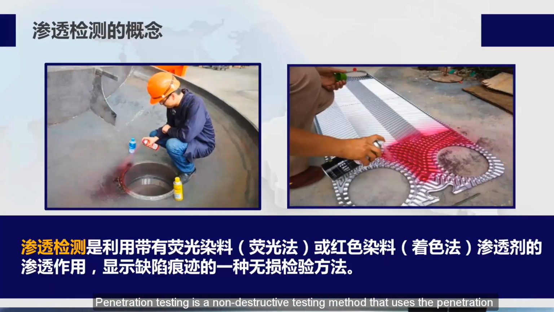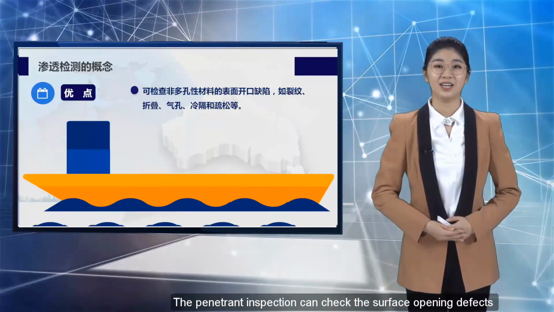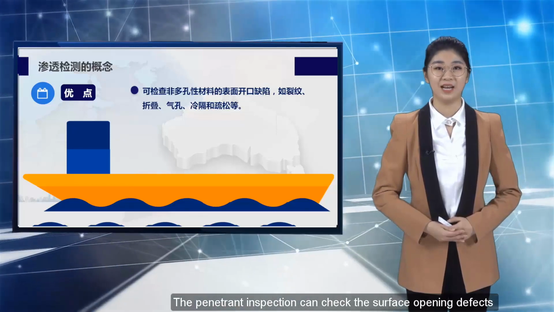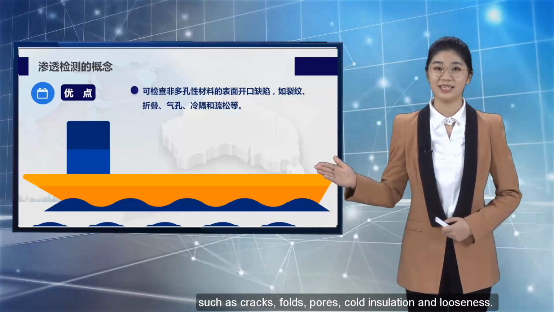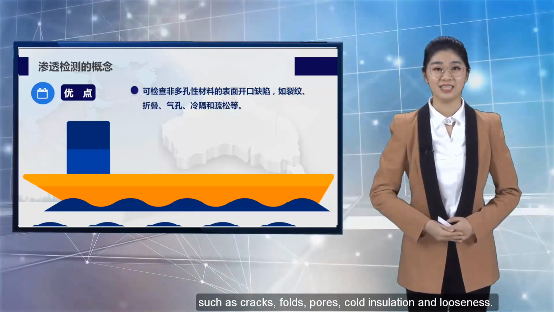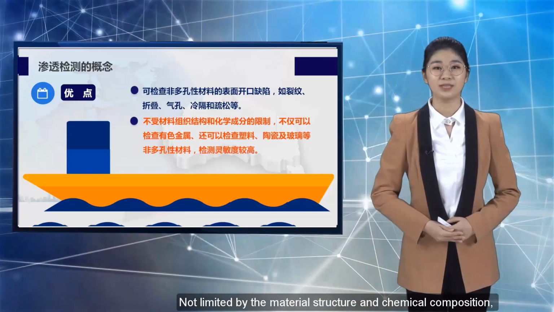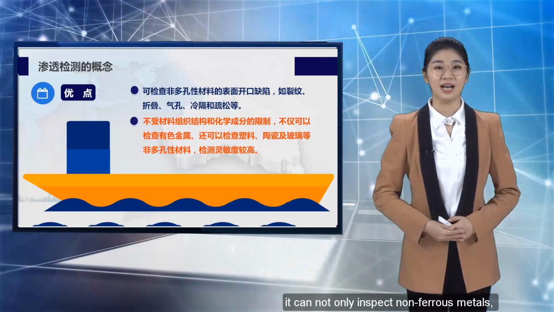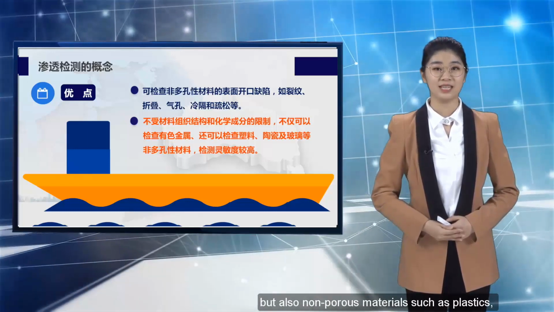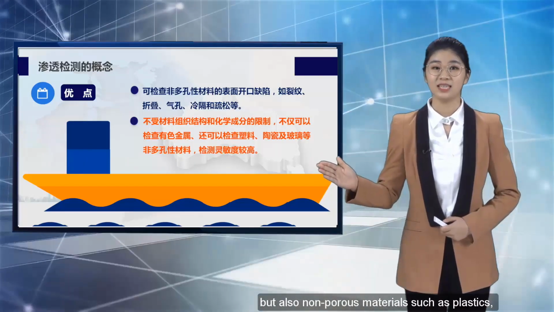Penetration testing is a non-destructive testing method that uses the penetration of fluorescent dyes or red dye penetrants to display traces of defects. The penetrant inspection can check the surface opening defects of non-porous materials, such as cracks, folds, pores, cold shuts and looseness. Not limited by the material structure and chemical composition, it can not only inspect non-ferrous metals, but also non-porous materials such as plastics, ceramics and glass.